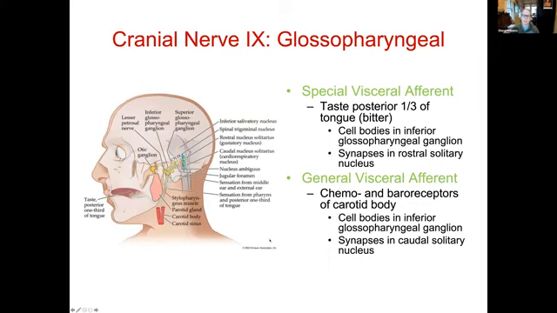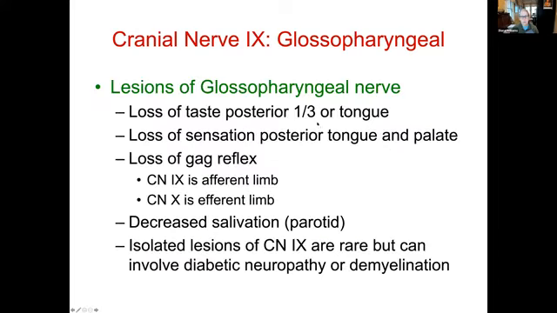Okay, so again, the glossopharyngeal nerve has both a mix of motor and sensory components to it. And within each of those groups, we have subdivisions of those. So thinking about what types of fibers are with it.